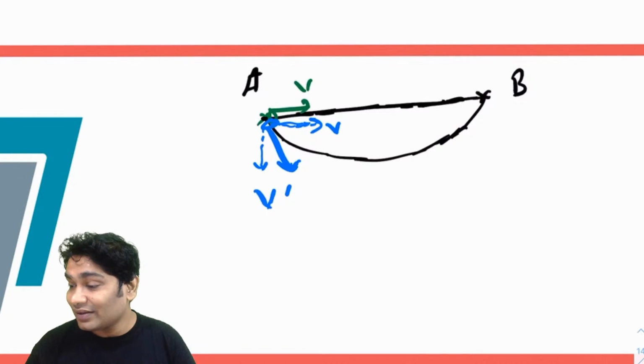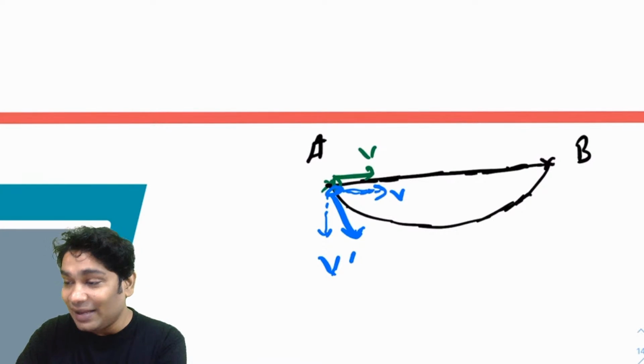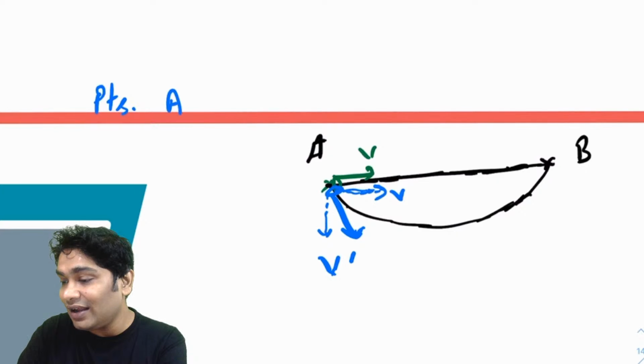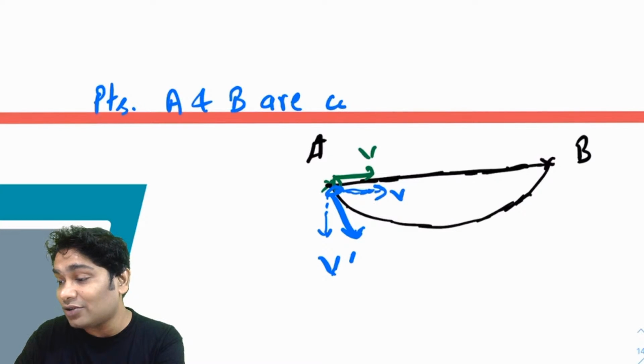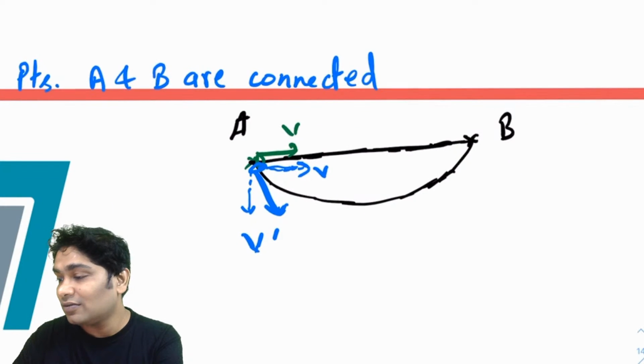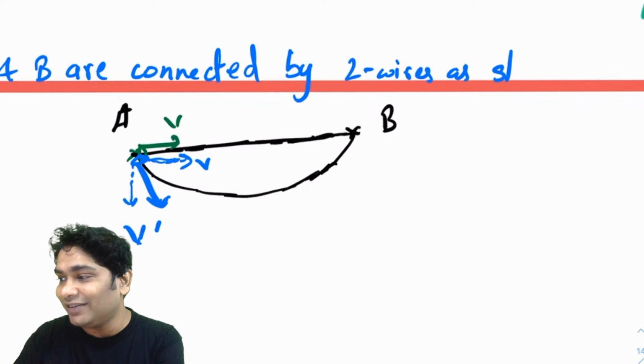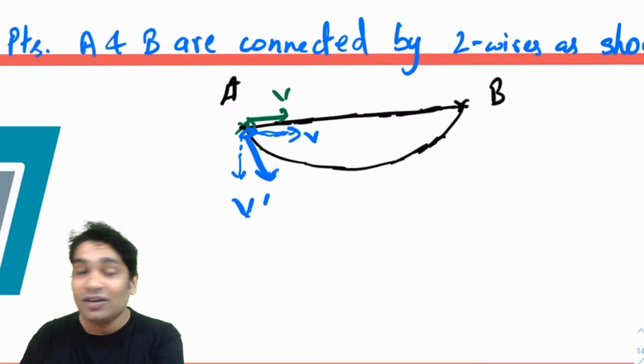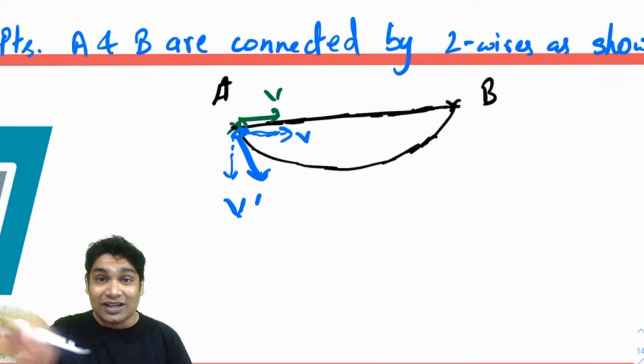Alright, so points A and B. Let me just write the question quick. Points A and B are connected by two wires as shown. This is a challenge problem, by the way. So one is a horizontal wire, another is a curved wire.